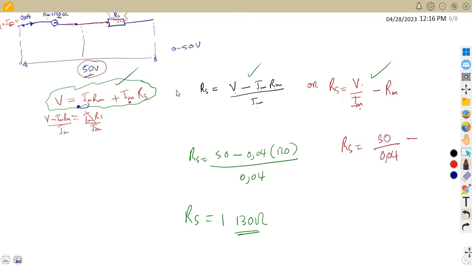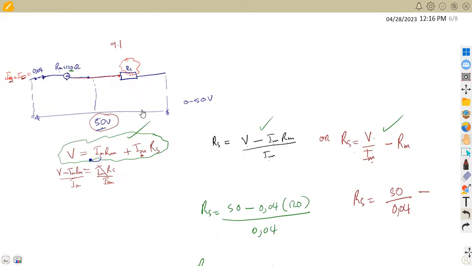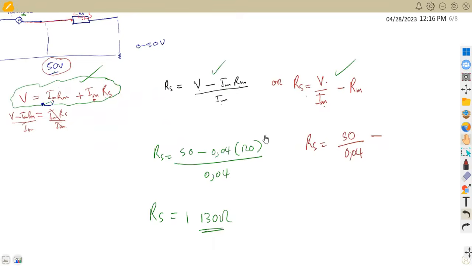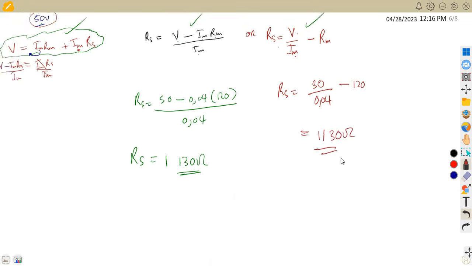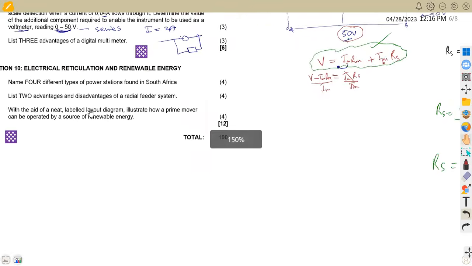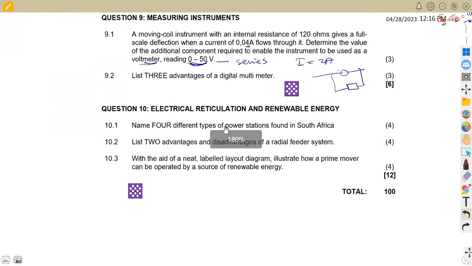minus Rm, which is the resistor across the meter, which is 120. So that is 120. So we can even apply this concept. We still obtain the same answer, 1,130 ohms. Okay, so that was the idea of the question in this case.